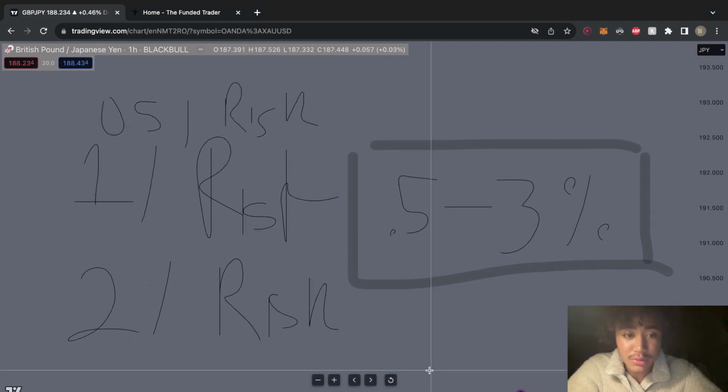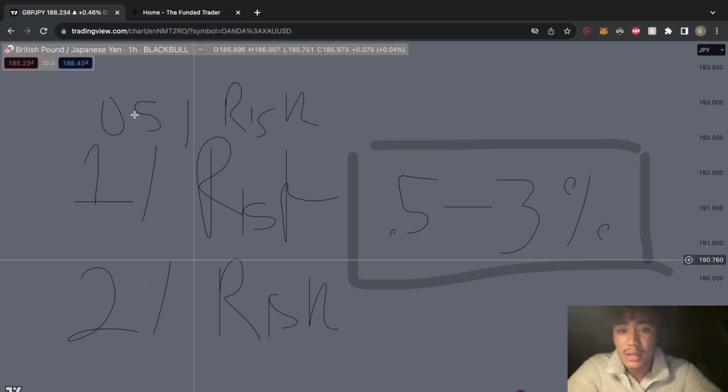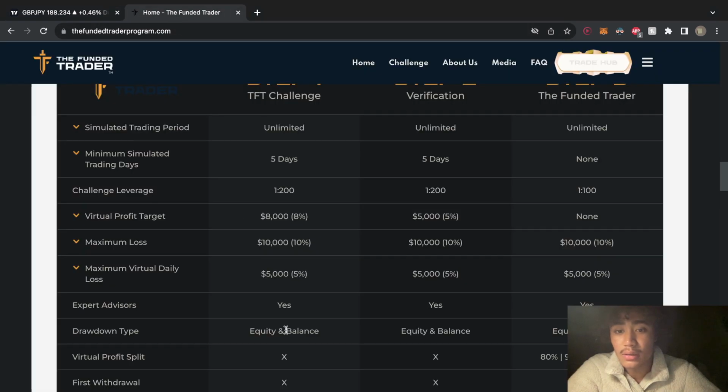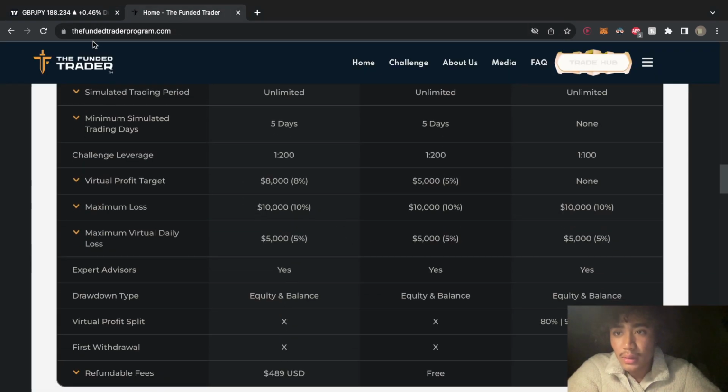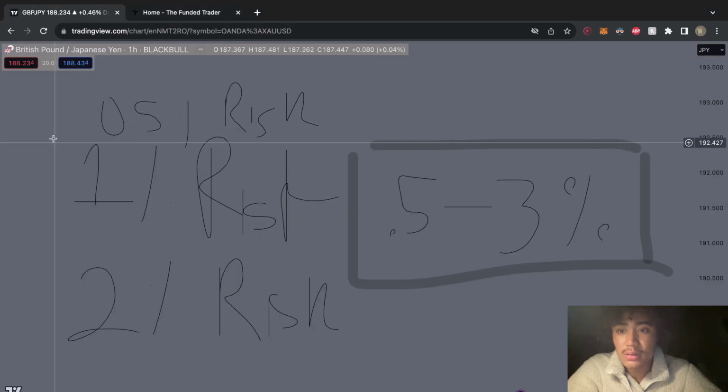But yeah, follow this rule, 0.5 to 3% per trade. Or a day, depending how you trade. And stay within this boundary of being able to know when to de-risk, right, until you're back in profit or whatever the case is.